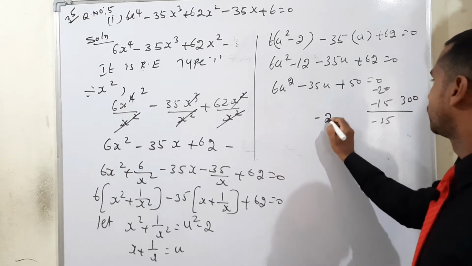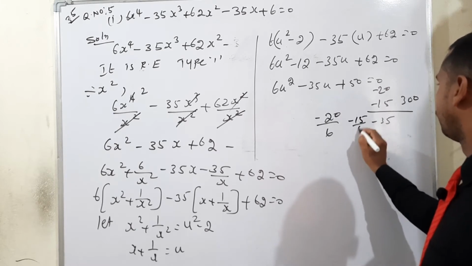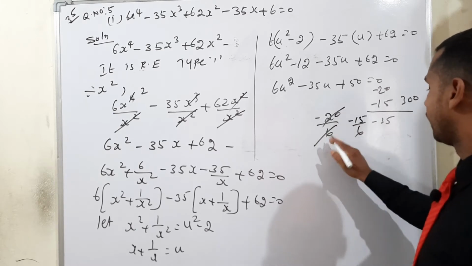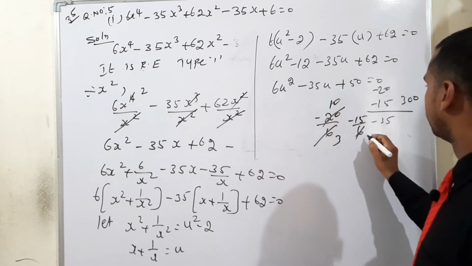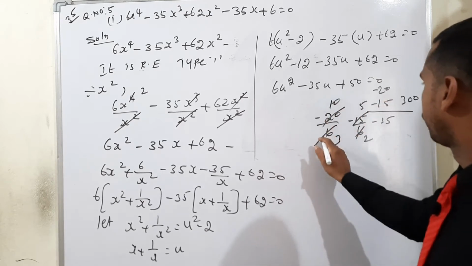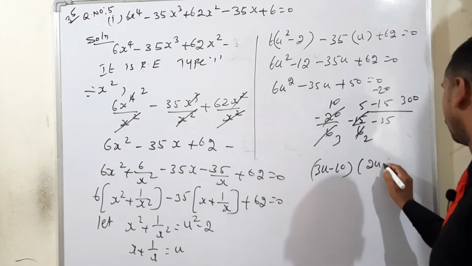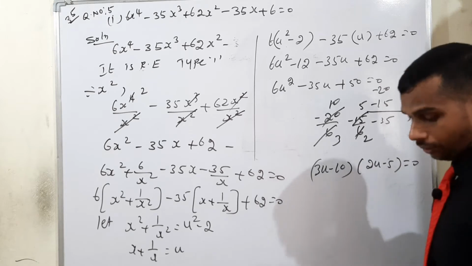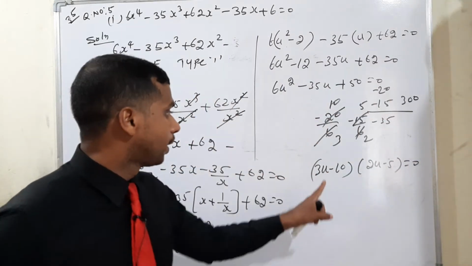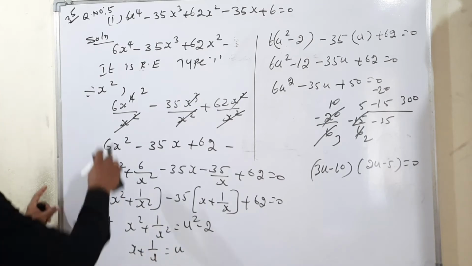So more than 1 means minus 20 by 6, then minus 15 by 6. Cancel: second table, 3 and 10; here third table, so 2 and 5, isn't it? Therefore, how to rewrite now? The first one, 3u minus 10, next one, 2u minus 5 is equal to 0. Now one by one you have to apply. Instead of u, you can take the value x plus 1 by x.